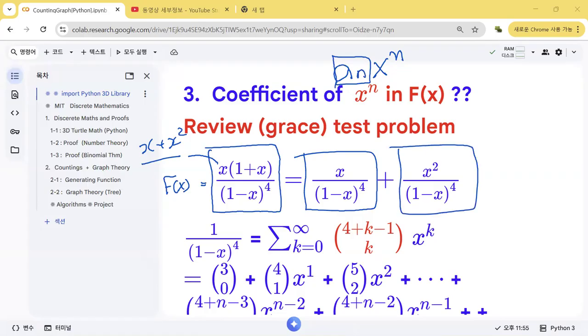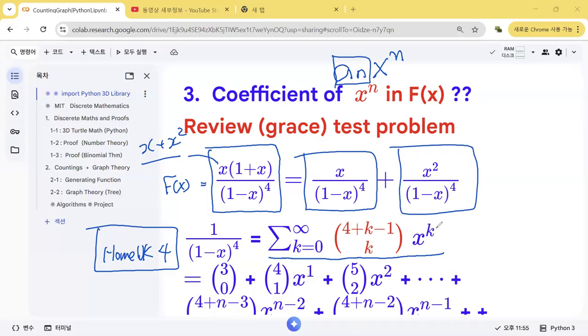Then from homework 4, which was a quiz problem, we have 1 over 1 minus x to the fourth. This comes from the generalized binomial theorem. This can be expressed as a Taylor series, also a power series, derived by the general formula, the general binomial theorem.